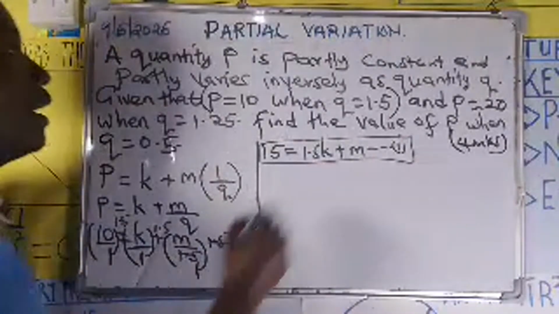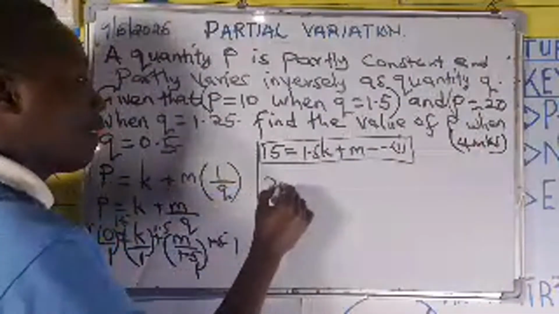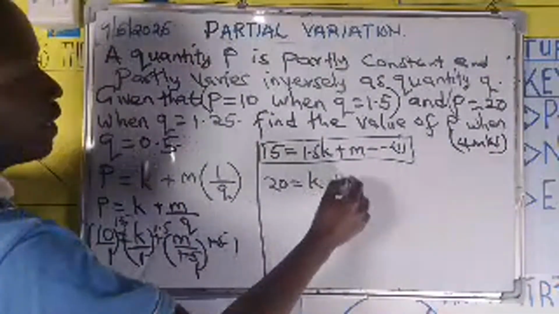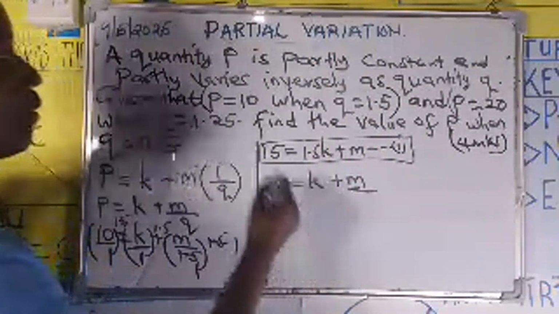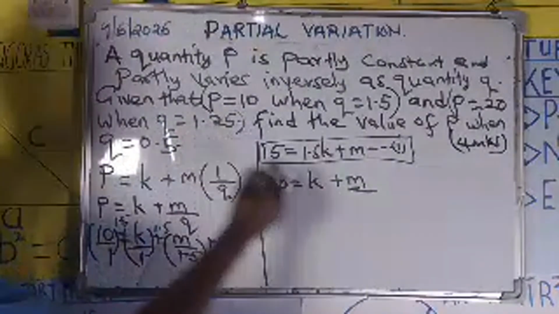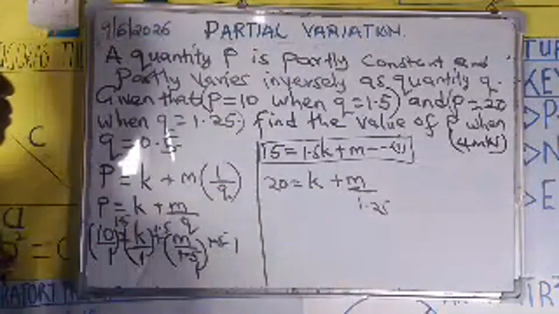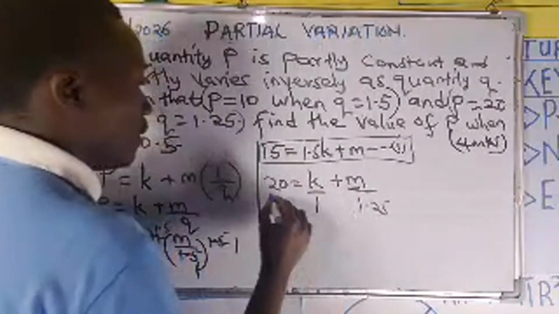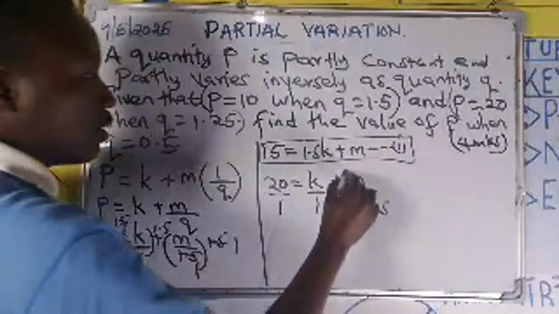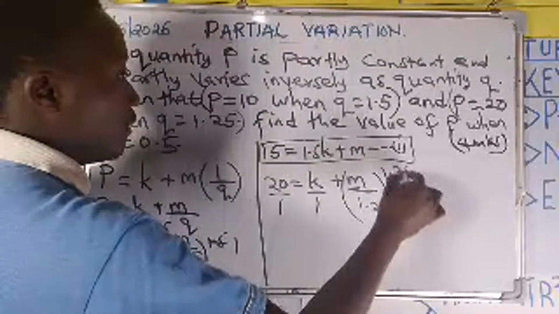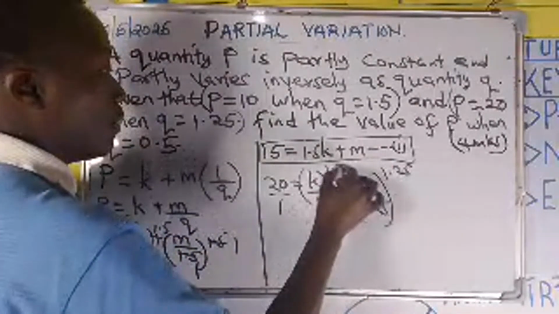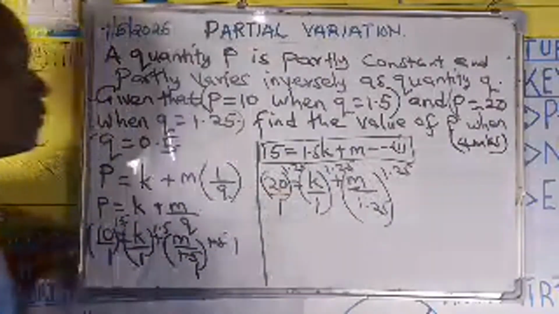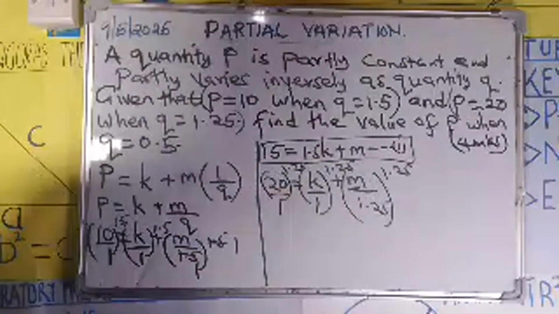Ya pili, P is 20, k plus m over Q when our Q is 1.25. So we are going to say this 1 over 1 over 1, then we multiply everything with 1.25. So what is 20 times 1.25?